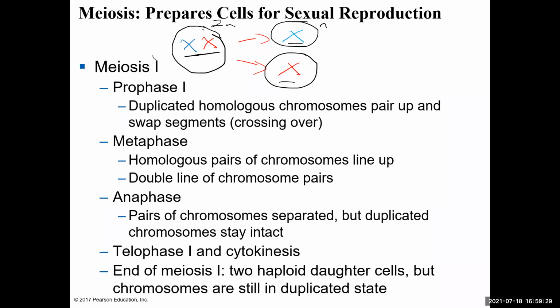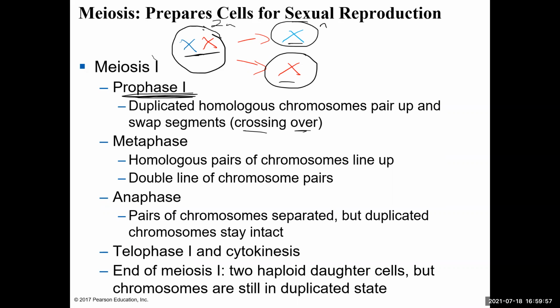What's important though is even though the number of copies has been reduced, these chromosomes are still replicated. They're still sister chromatids. What also happens during prophase 1, and this only happens during prophase 1, is that the homologous chromosomes will swap pieces of their DNA segments. This is known as crossing over. Crossing over only happens in prophase 1. That's the only time crossing over happens.